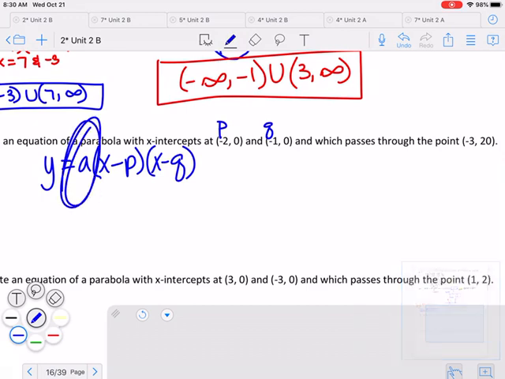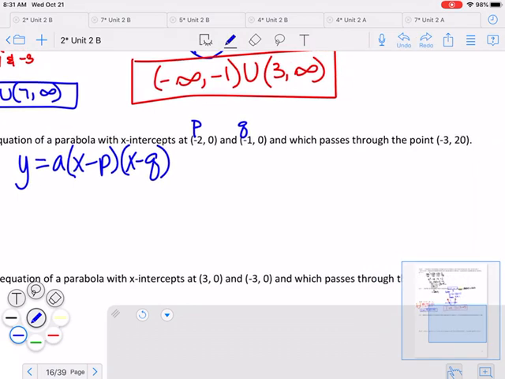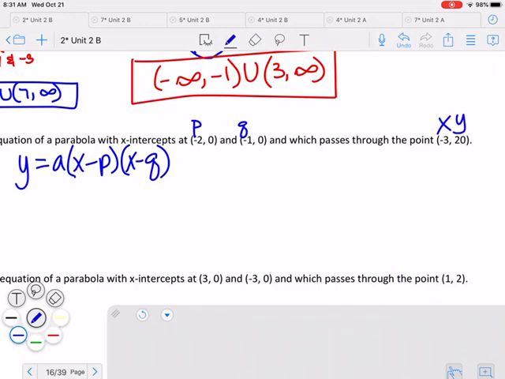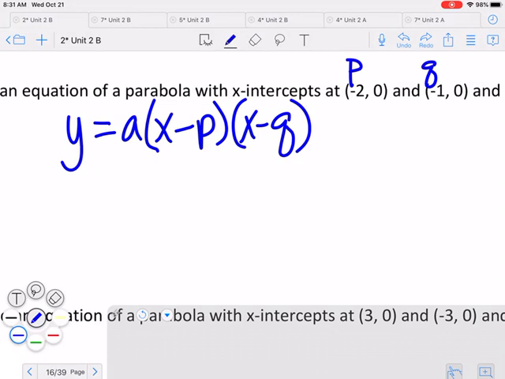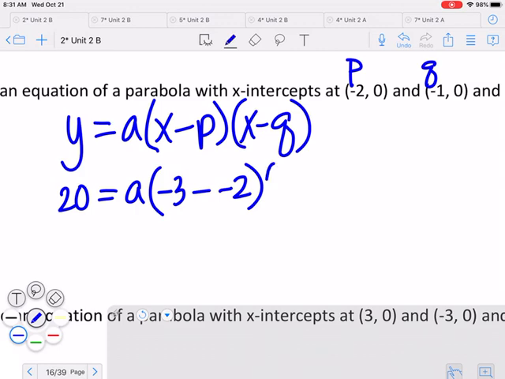But we don't know the a value. So we're going to use this other point as the x value and the y value to plug all of those in and solve it for a. Then we'll know what the a value is. So plugging all of these in, the y value is 20 equals a. That's what we're trying to find. The x value is negative 3 minus p, negative 2, times x is negative 3 again, minus q is negative 1.